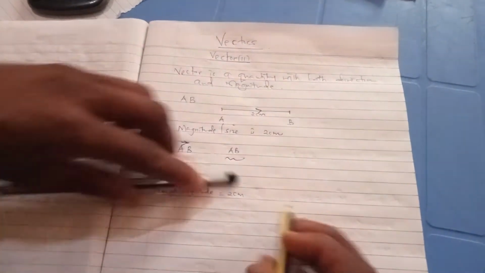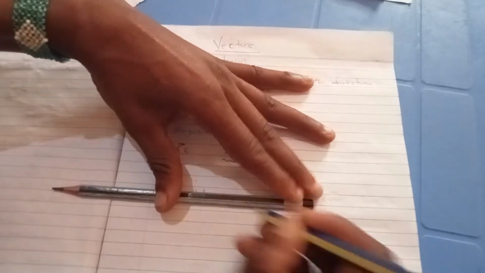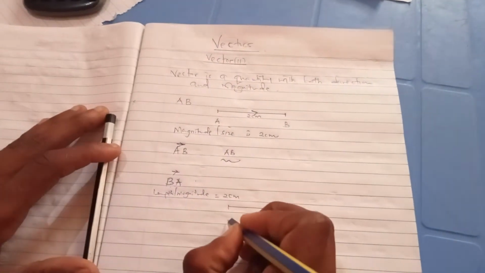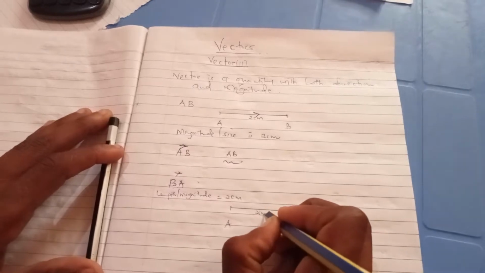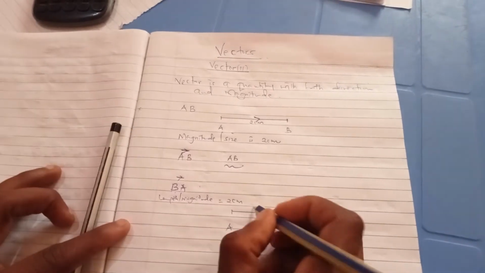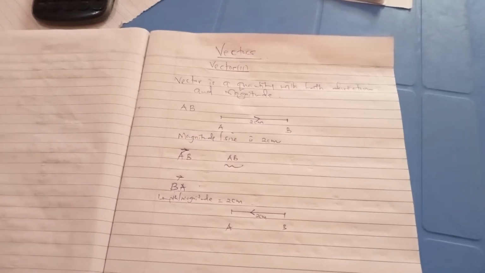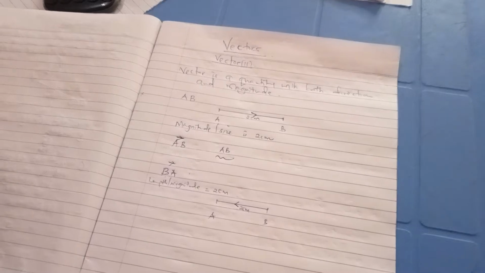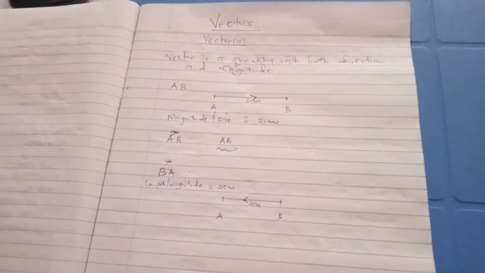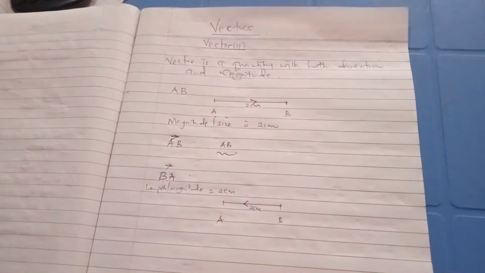So if you were to illustrate this with a diagram, then this is A and this is B, still it is 2 centimeters, but the direction will now change to be BA, pointing to A, like that. So the difference between this vector and the other is that the length may be the same, but the direction is different, so this vector is different from this.